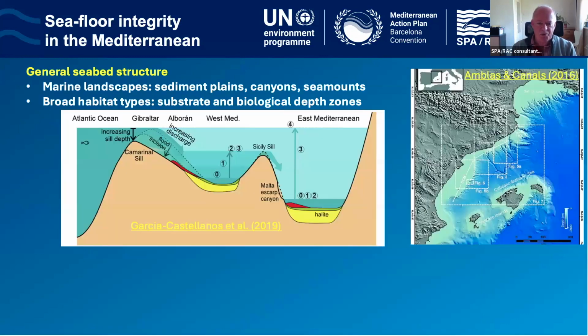So a very little bit about the general structure of the Mediterranean at a landscape level. Like on land, we have sediment plains, canyons, seamounts, great structures in the ocean. And these diagrams here give a little flavor for the variation in seabed character. This one on the right, you can see the many tentacles of the canyons that come down from the Gulf of Lion and onto the Spanish coast.